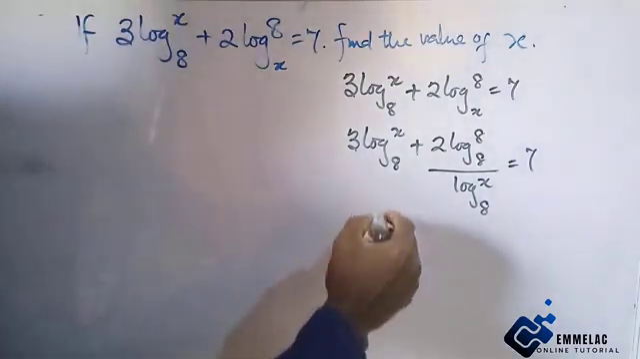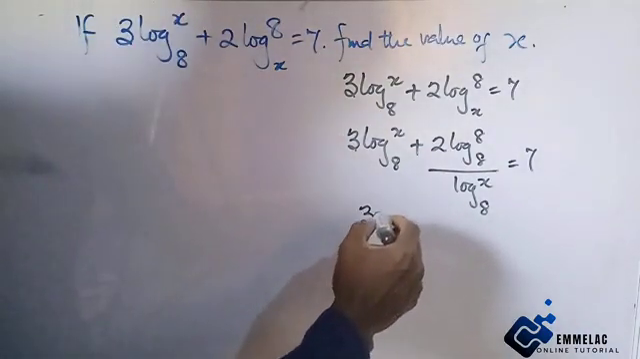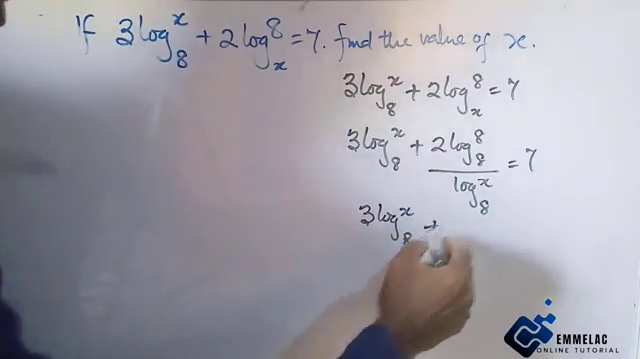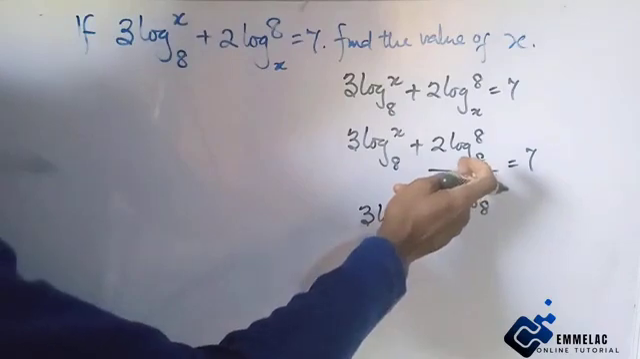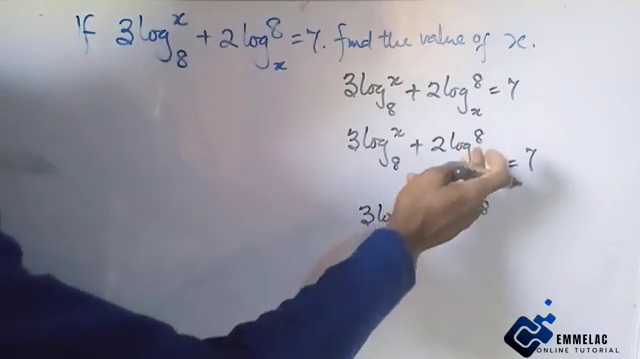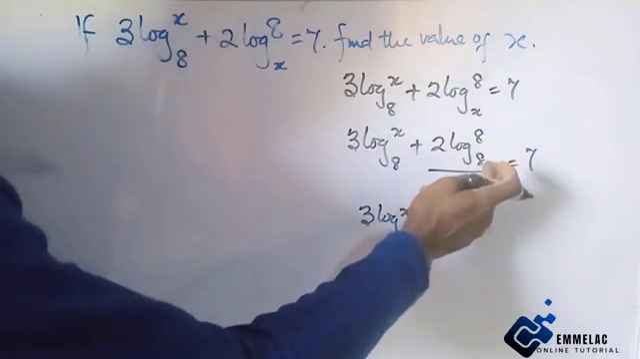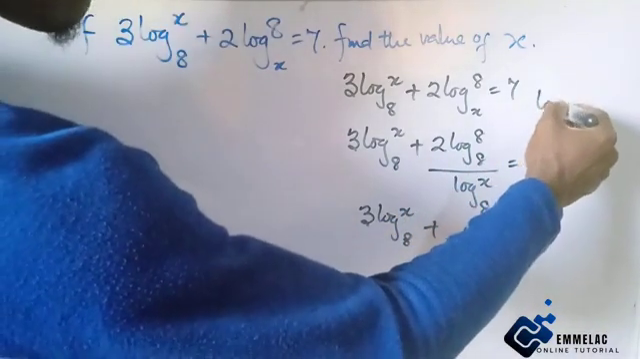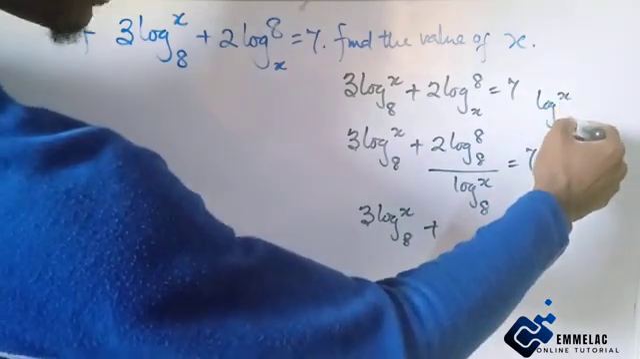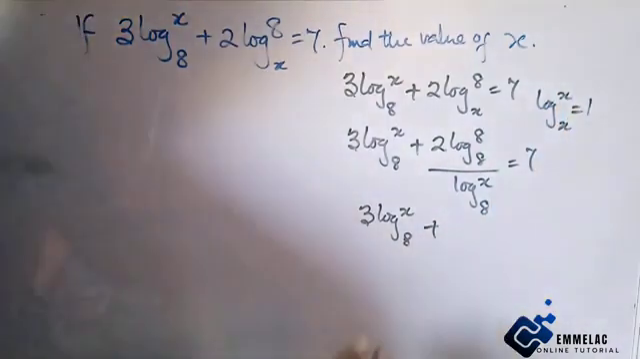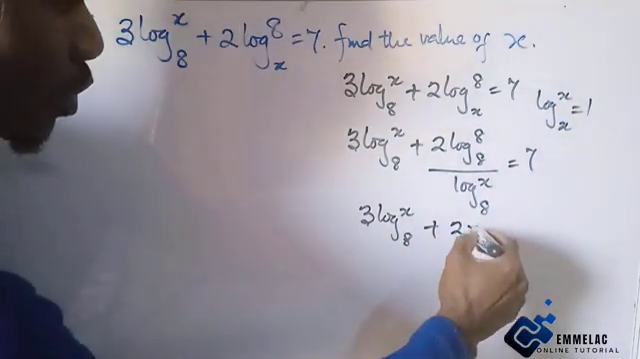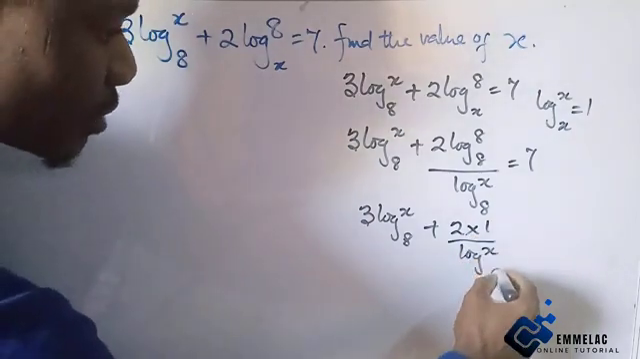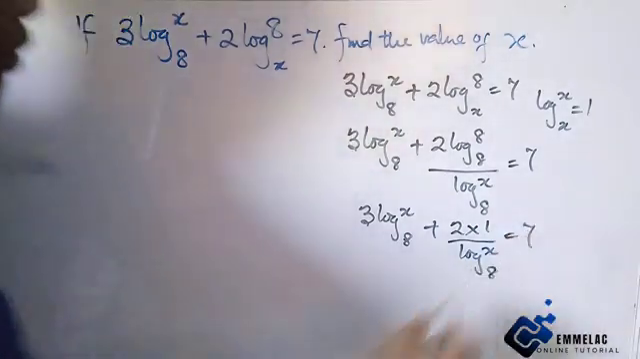Now with this, we can go much further to say that this is 3 log x base 8 plus, now we know that in logarithm, whenever the argument and the base are the same, it means it equals 1, which means log x base x equals 1. So here we have 2 times 1 over log x base 8 equals 7.